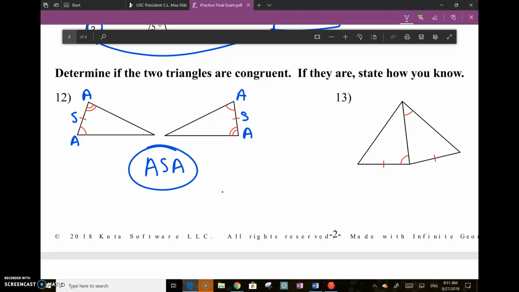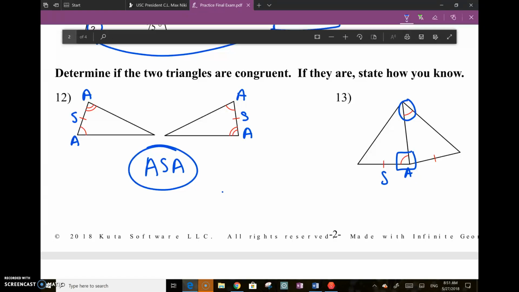Number 13, however, is a little different. Although I do have a side here, and I do have an angle here, this angle here is not the corresponding angle to this one. It's like a circle and a square. They just do not align with each other. And for that reason, there is not enough information to state that these two triangles are congruent.